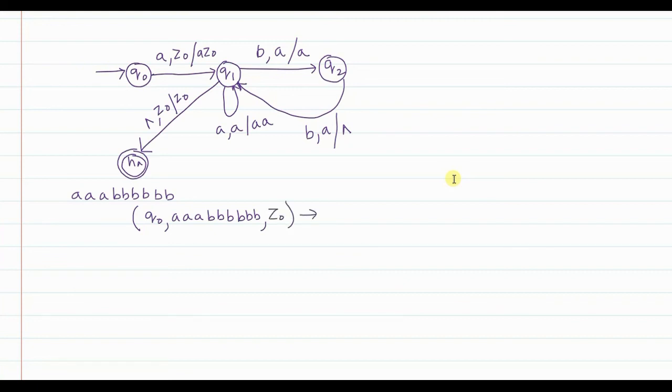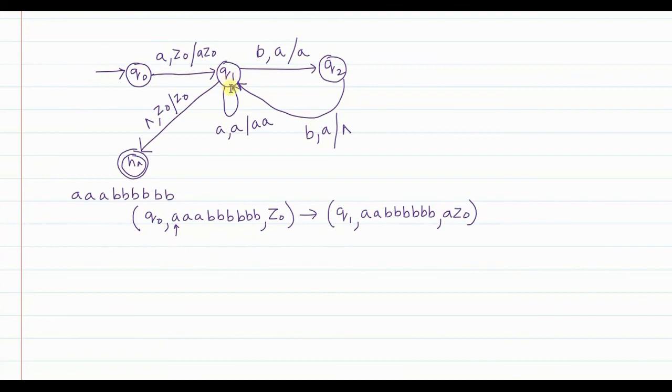Now from Q0, when the first A is encountered, I will just push that A into the stack. So from Q0 I will move to Q1 state. Whatever is remaining to be read will be 2 A's and 6 B's, and since this A has been pushed onto the stack, it contains A Z0.